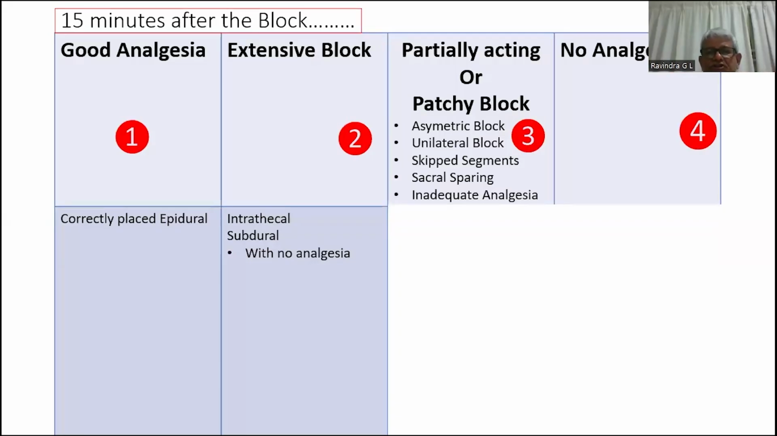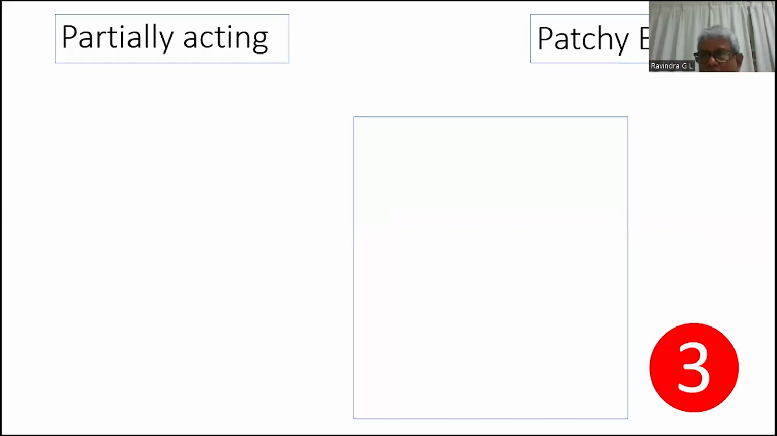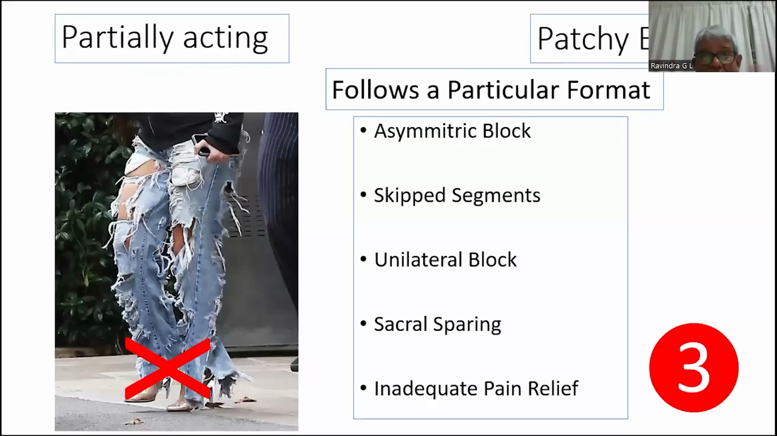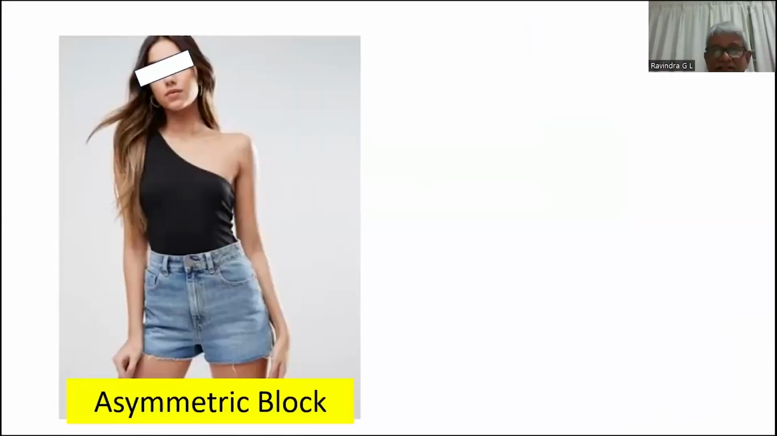The third situation is a partially acting or a patchy block. Partially acting or a patchy block is not like this. It does not mean that it has acted here and there. No, it's not like that. It follows a particular format. It could be an asymmetric block, wherein the block on one side is higher than the other side. Now, this kind of an asymmetric block is always a possibility.